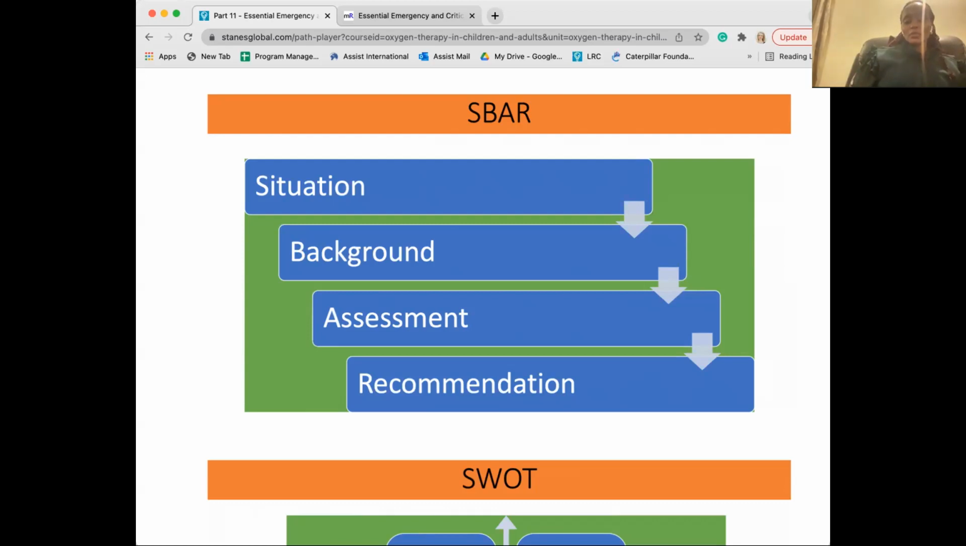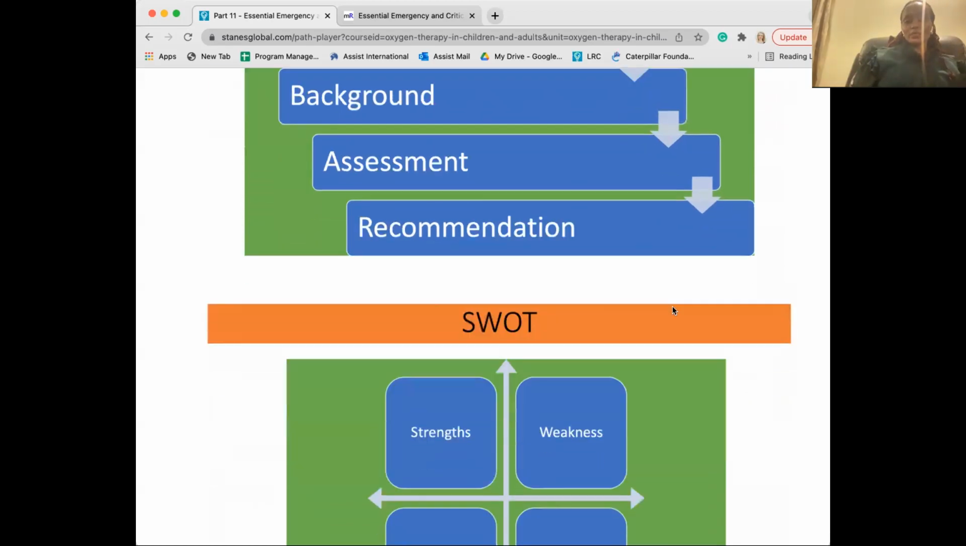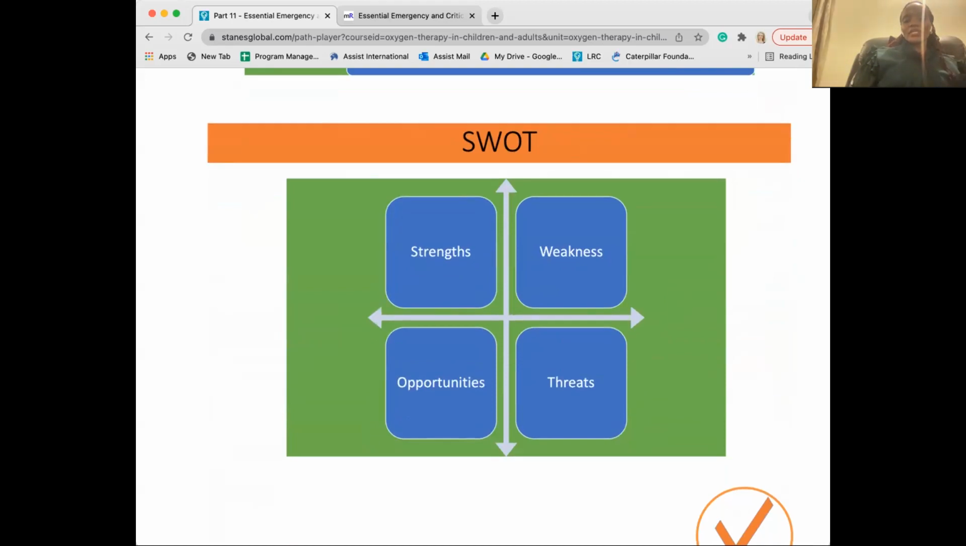Then there's something called SWOT analysis. You can go down. In SWOT analysis as well, you identify the strengths, weaknesses, opportunities, and threats. What are the strengths of the facilities? What are the strengths of the people offering healthcare, the critical care? What are their weaknesses? Are they understaffed? Do they have adequate training?